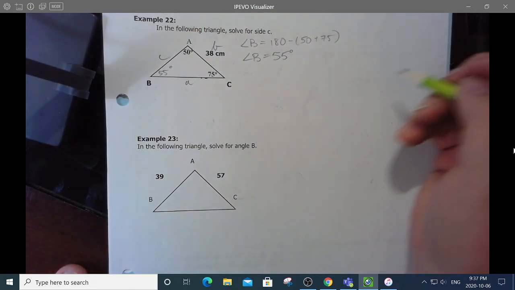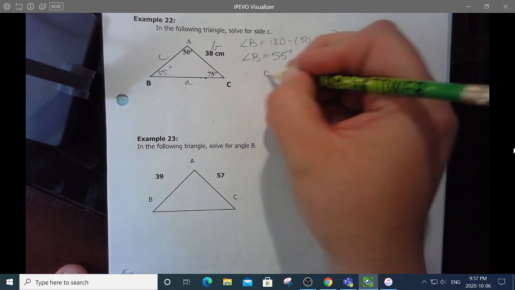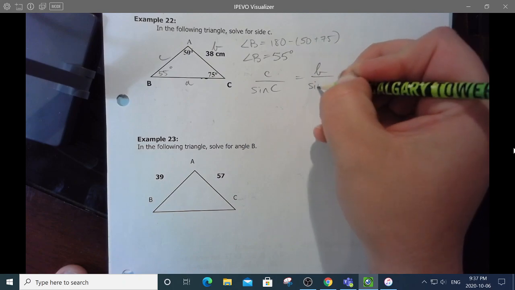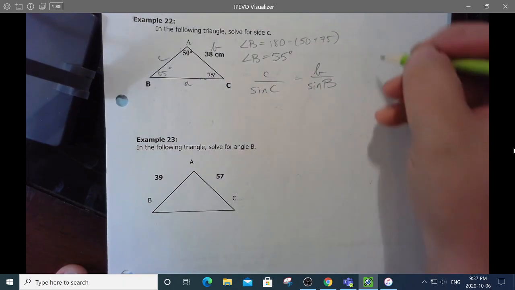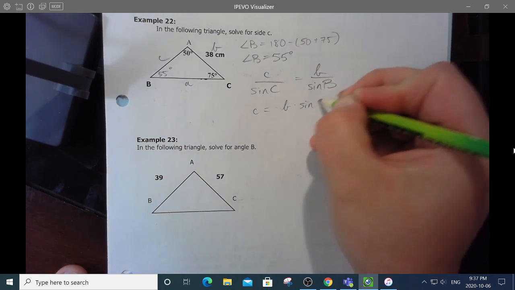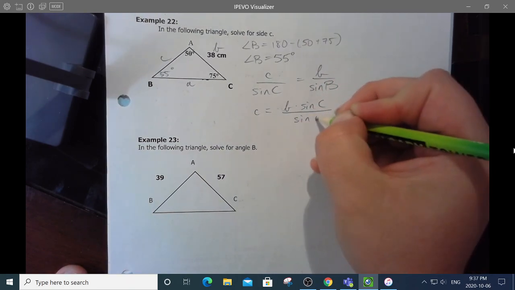To solve for side C, I am using my sine law. C over sine C equals B over sine B. And I like to rearrange the formula first. C is equal to B times the sine of C all over the sine of B.